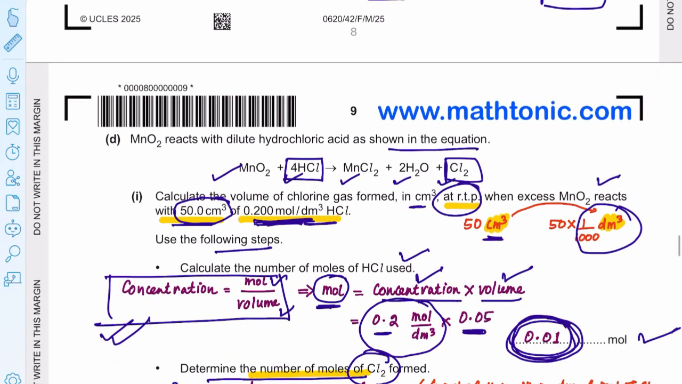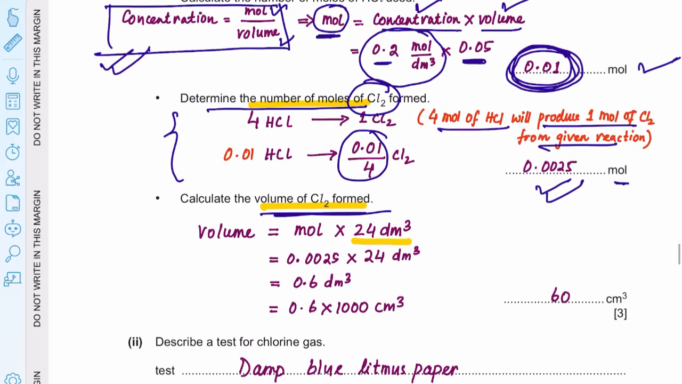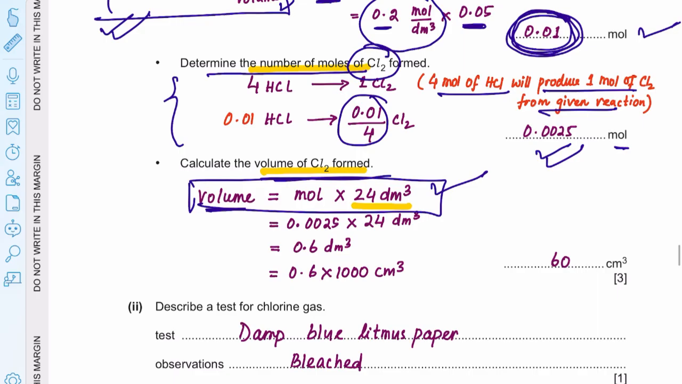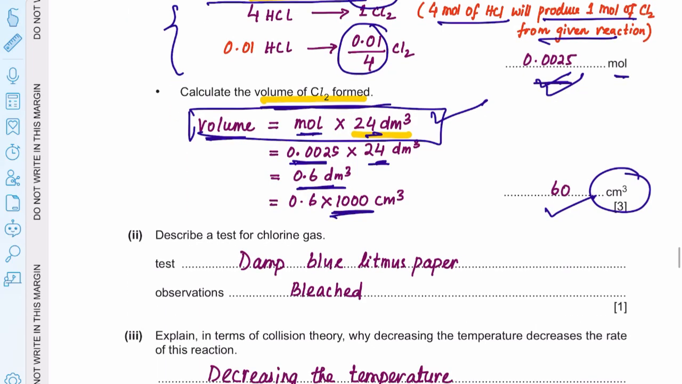Calculate the volume of Cl2 formed. Listen, here it is at room temperature, remember room temperature. What is the formula? Volume equals mole times 24 dm³. The moles we have for chlorine is 0.0025. Times 24 dm³ for room temperature, I got 0.6 dm³, but I need the answer in cm³. So when you convert dm³ to cm³, times by 1000, you'll get the answer 60 cm³.